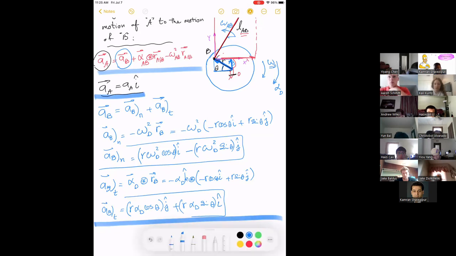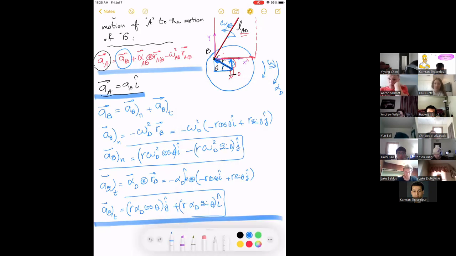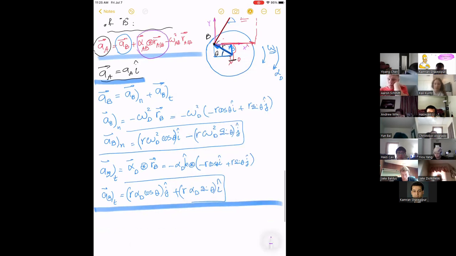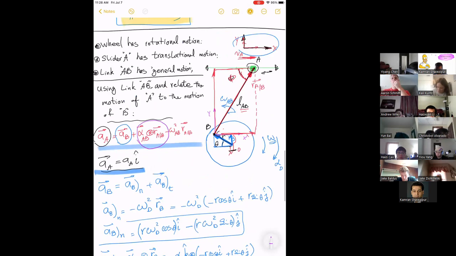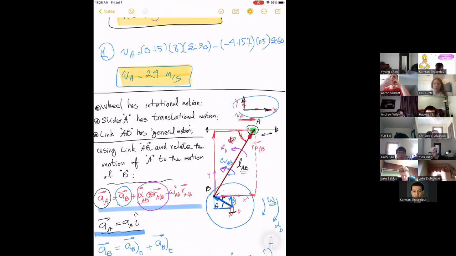The next term, I'm going to go with this kind of purple. Alpha AB cross R A with respect to B. Again, we assumed last time omega is this way, right? And we got negative, which showed our direction was wrong, it is the other way. I'm going to make the same assumption that alpha AB is positive. If I get a positive number at the end, this direction is right. If I get a negative number, it is the other way. So is this sign convention clear?